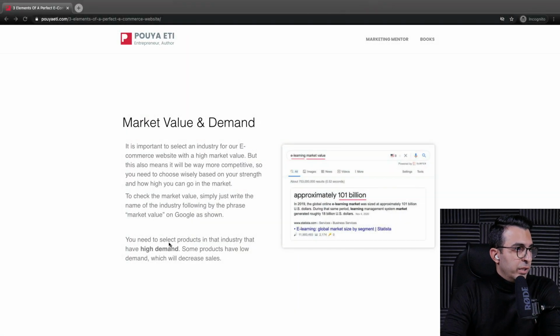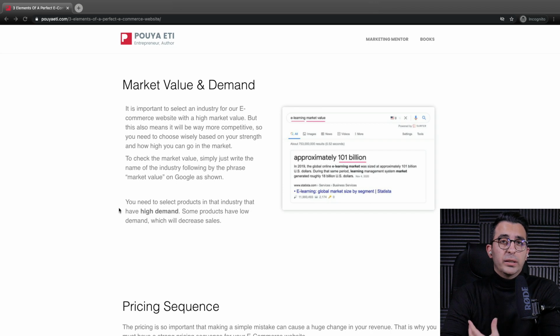When the market value is high, the competition is higher. When the market value is low, the competition is lower. So if you go after an industry that has low market value, the competition is lower. Okay, you are not going to compete with a lot of people, but the demand matters there too. So inside the industry that you have selected, you need to select products that have high demand.